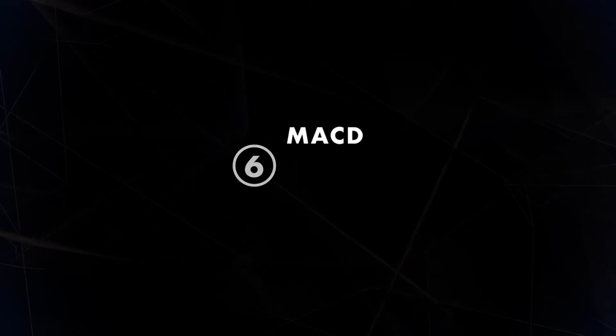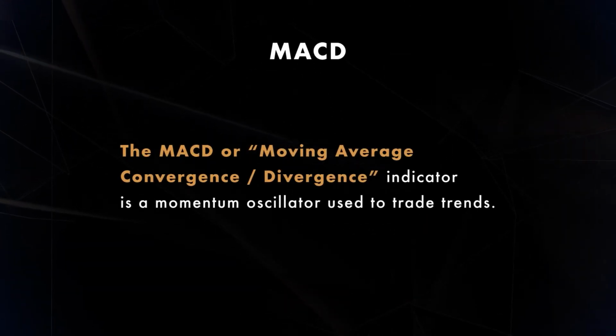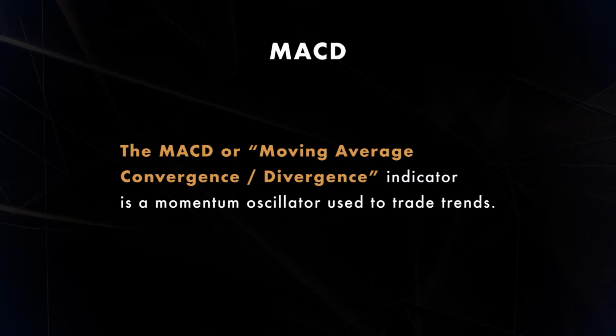Number 6, MACD. The MACD, or Moving Average Convergence Divergence indicator, is a momentum oscillator used to trade trends.